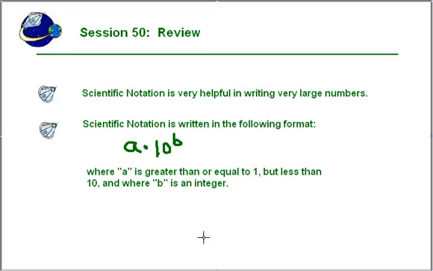As a review, scientific notation is very helpful in writing very large numbers. Scientific notation is also written in the following format: some number a times 10 to the b power, where a is greater than or equal to 1, but less than 10, and where b itself is an integer. That'll finish session 50.